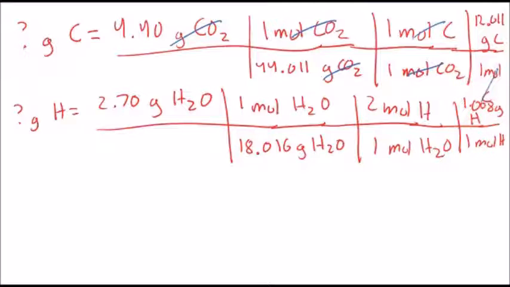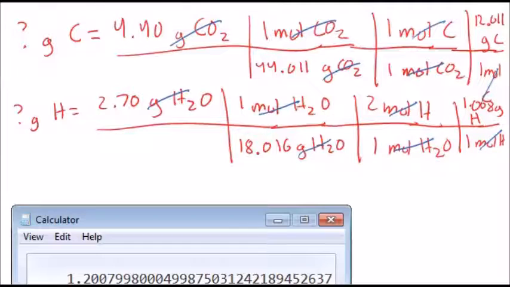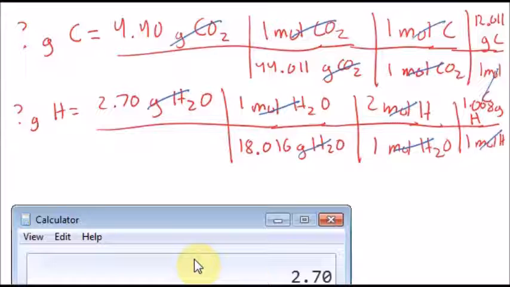Everything nicely cancels out here. Grams of water cancels out with grams of water. Moles of water cancels out with moles of water, and moles of hydrogen cancels out with moles of hydrogen. So let's see if the information we deduced was correct. So 2.70 times 1 times 2 times 1.008. Okay, that's the top, divided by just 18.016.